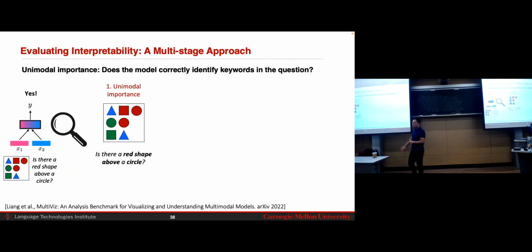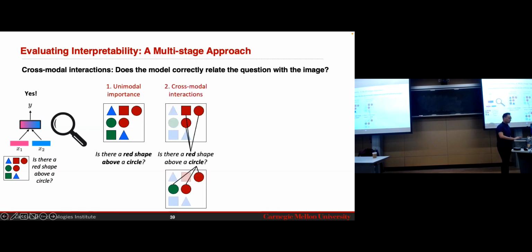If you have this question answering class, for example, the first stage should be unimodal importance, right? Just unimodally, which words in the question you have to attend to, and which parts of the image are important. Next, cross-modal interactions. We've already seen some examples of this. Does the word red consistently refer to the red shapes? And does the word circle consistently refer to the circles?